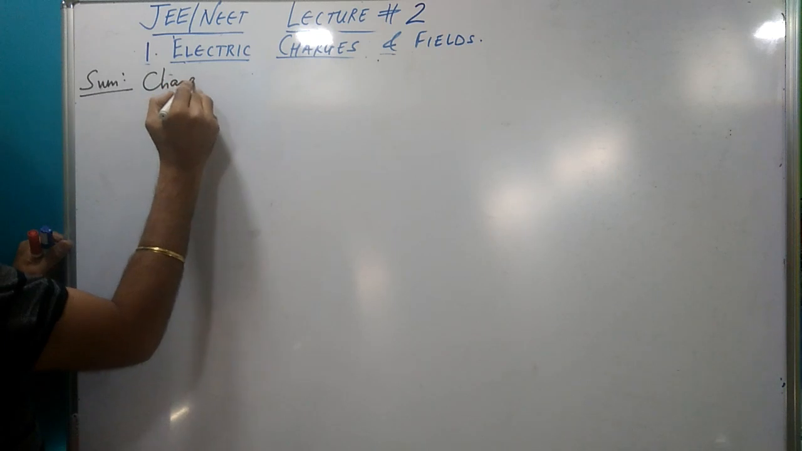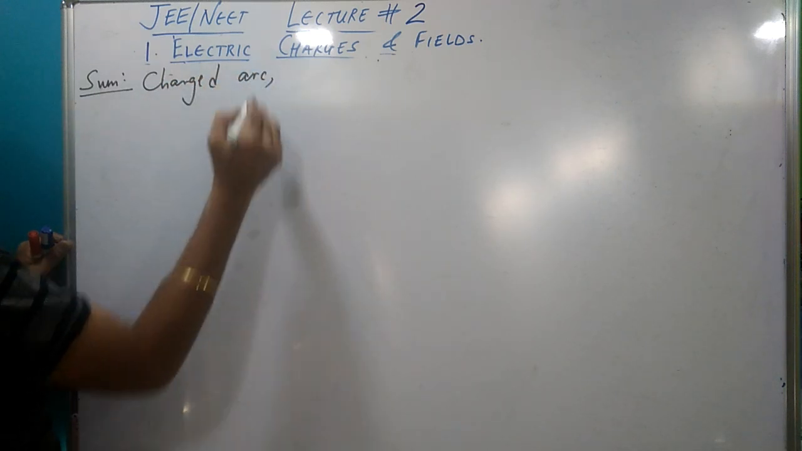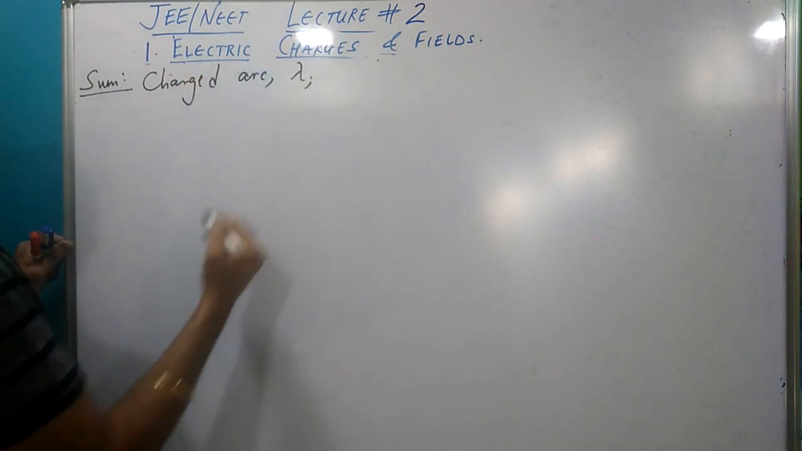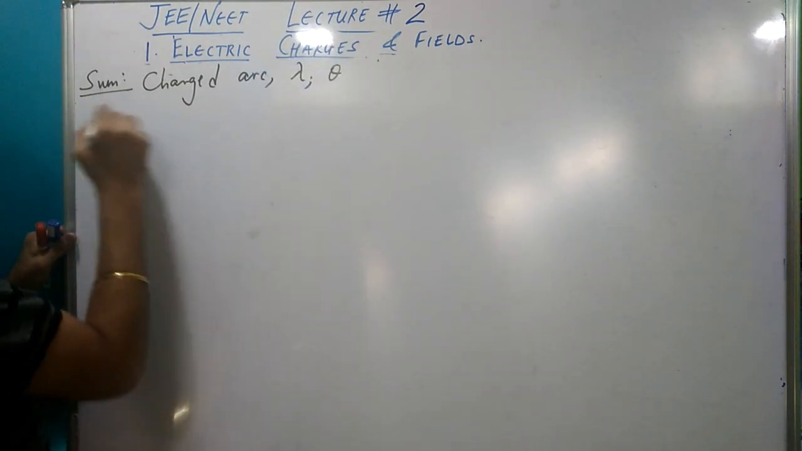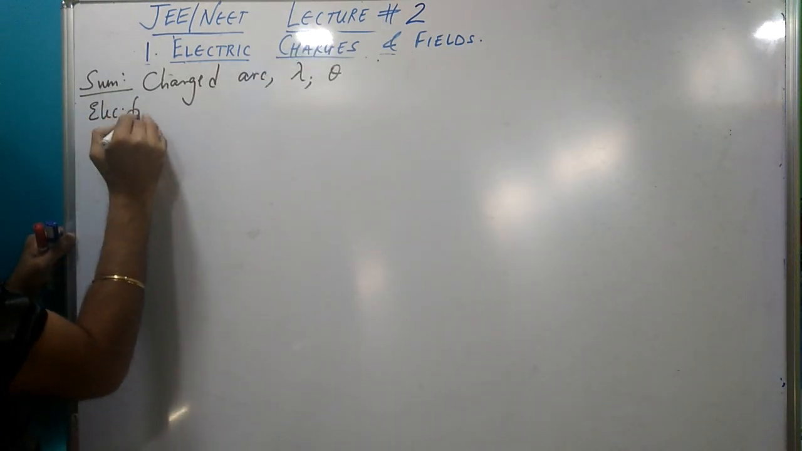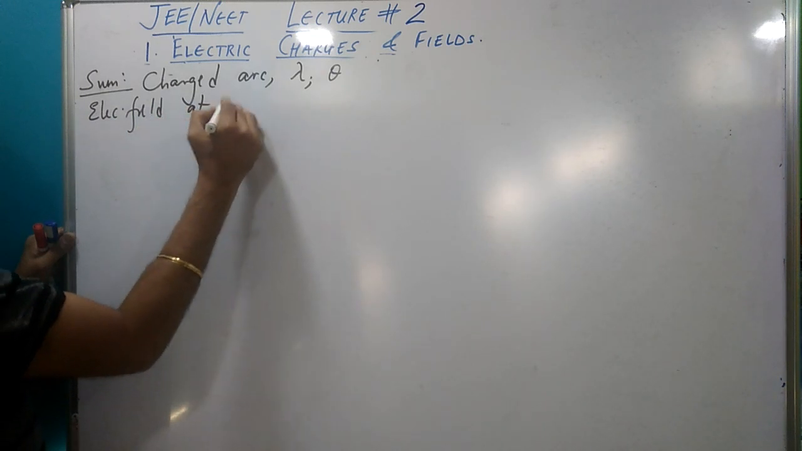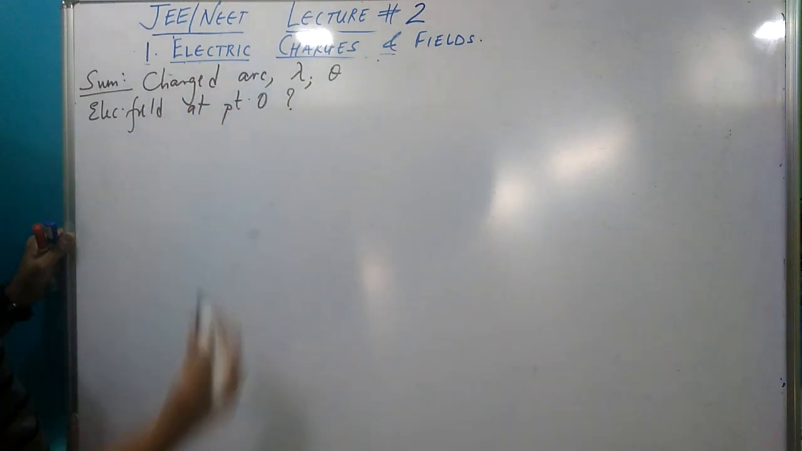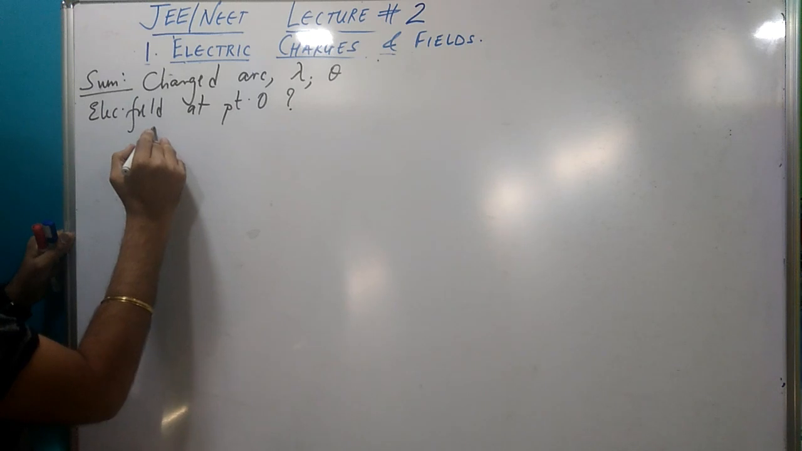Charged arc. Linear charge density lambda, and angle is theta. You need to find the electric field at point O due to the arc. So let us show you the arc.